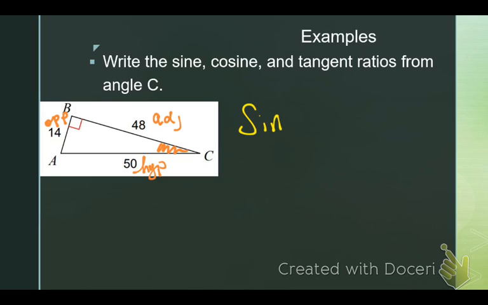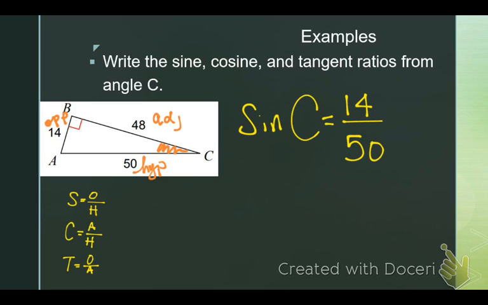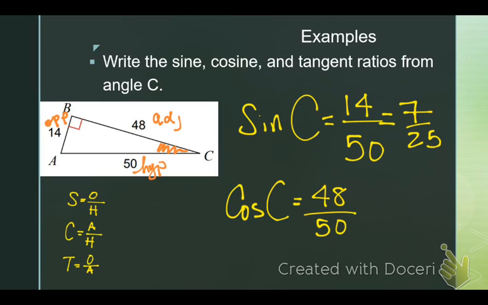So sine from what angle? C. So remember, SOH. Sine is opposite over hypotenuse, so 14 over 50. Does this reduce? Yes. 7 over 25. They're both even, so 7 over 25. Cosine of C. 48 over 50. My adjacent over my hypotenuse should be 48 over 50. I'm getting there. It's okay. Which reduces to 24 over 25.